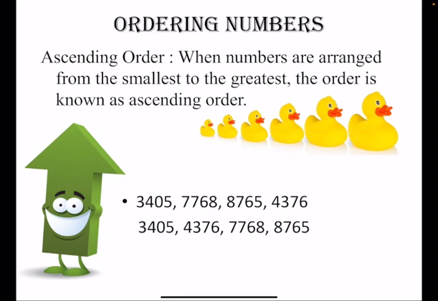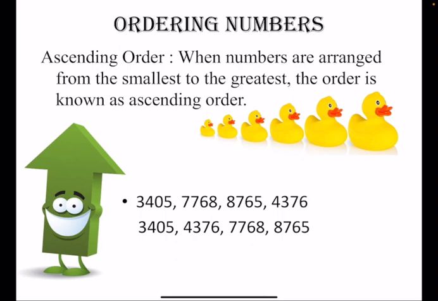Now we will study about the ordering of numbers. Ordering means which one is smaller, greater, like this. You have to arrange the numbers according to a certain pattern. Like first is ascending order. In ascending order, when numbers are arranged from the smallest to the greatest, the order is known as ascending order. You can see the pattern here: small duck, bigger, and the biggest duck. So it means going up.